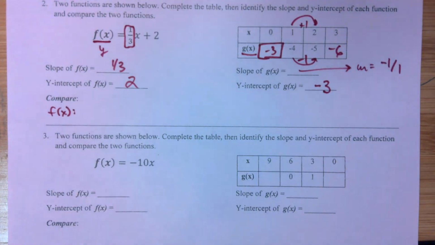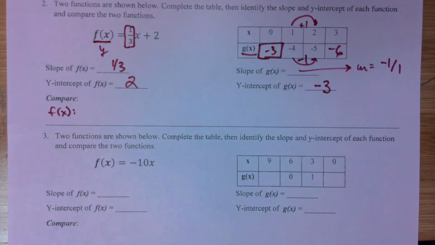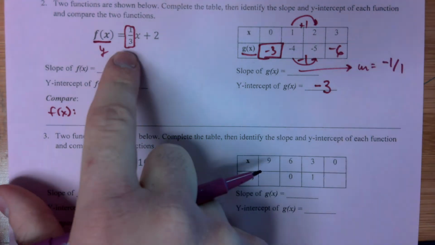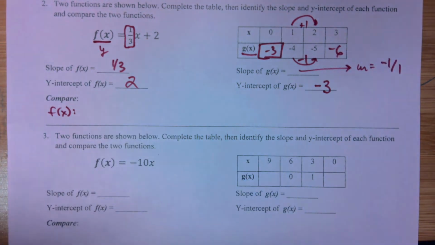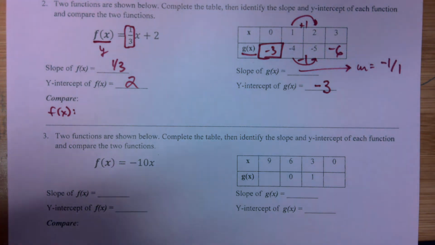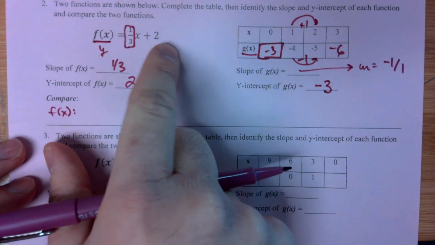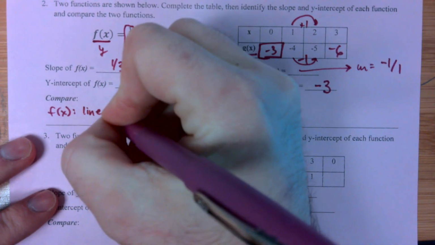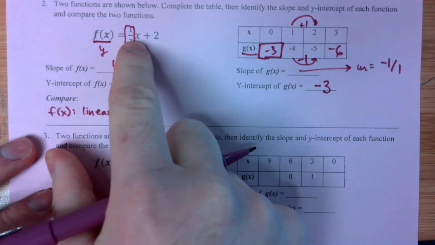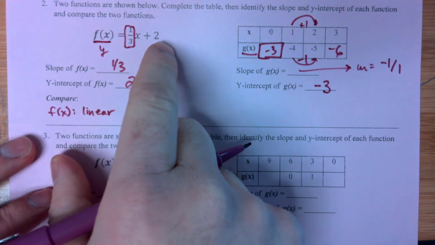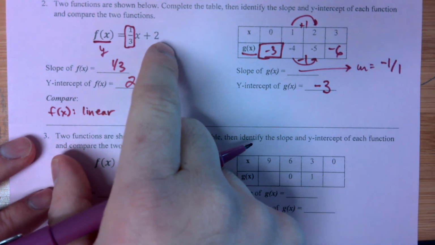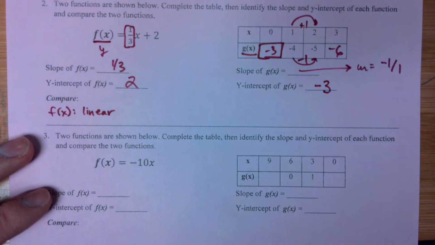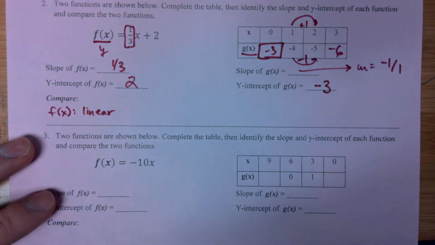Is f of x linear? F of x is not linear. F of x is not linear? You see an exponent in our equation? I don't see any exponents here, so I don't know what you guys are talking about. This is definitely linear. 1/3 x plus 2. No exponents there, right? It's only nonlinear if you see exponents in the equation, right?